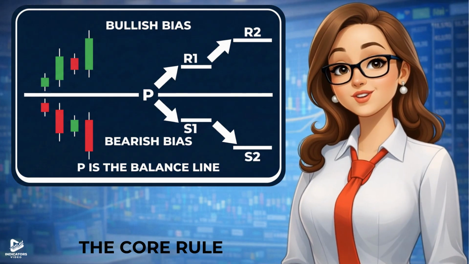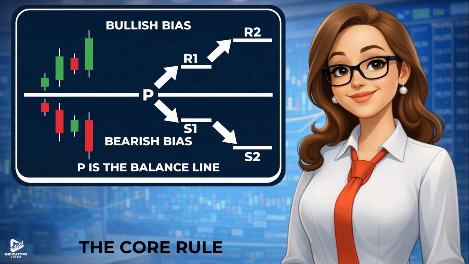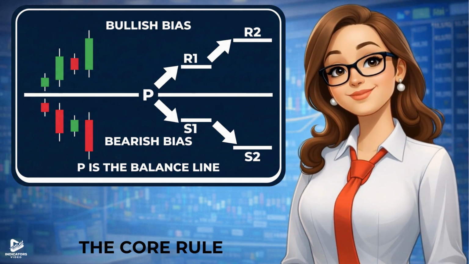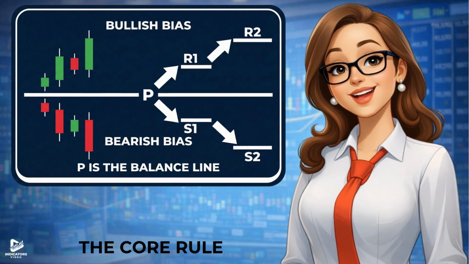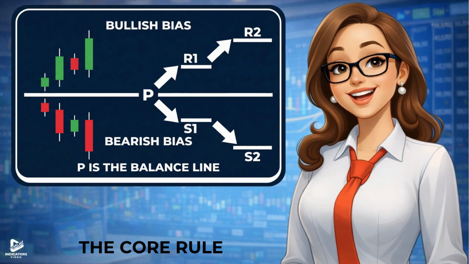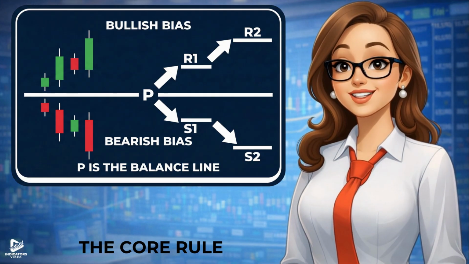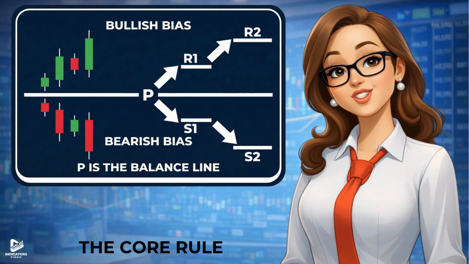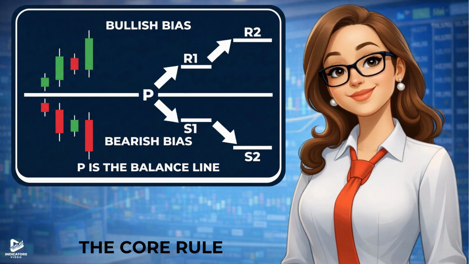Now here's the first pivot concept you must understand. The pivot point P acts like a balance line. If price is trading above P, bias is often bullish. If price is trading below P, bias is often bearish. This does not mean you blindly buy above P. It means market structure is leaning toward higher targets or lower targets. Above P, traders often look toward R1, then R2. Below P, traders often look toward S1, then S2. P is the anchor. The S and R levels are the roadmap.